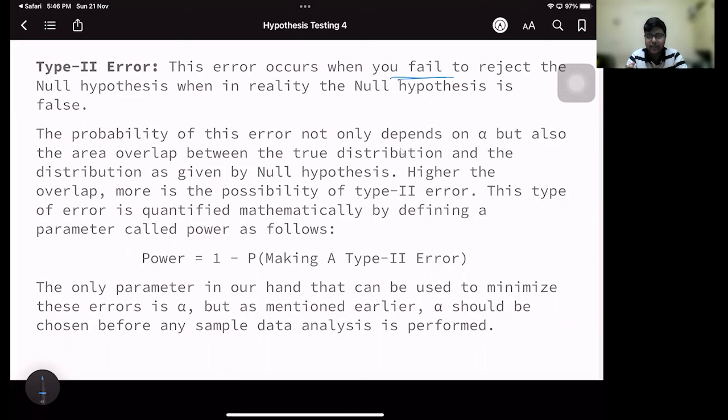This type of error is quantified mathematically by defining a parameter called power, as follows: we subtract the probability of making a type 2 error from 1. The only parameter in our hands that can be used to minimize these errors is alpha. But as mentioned earlier, alpha should be chosen before any sample analysis is performed. So these are the types of errors when we are considering hypothesis testing.